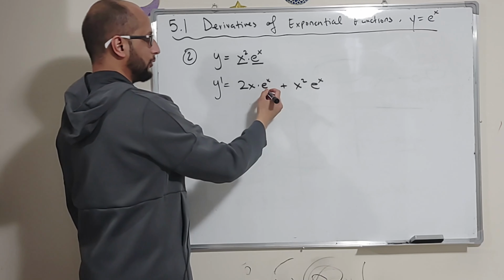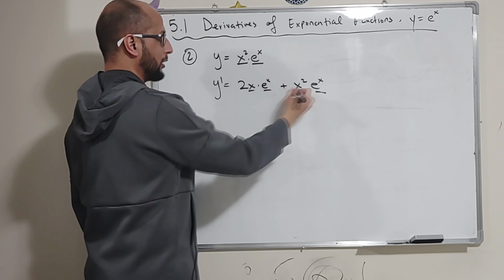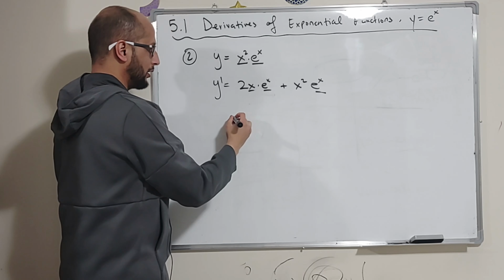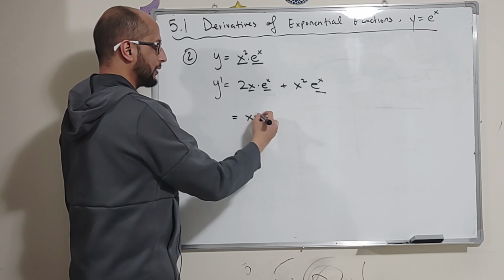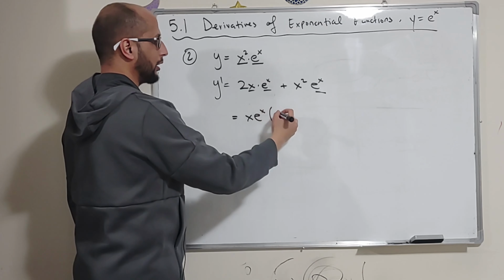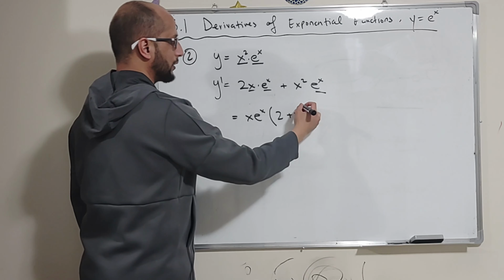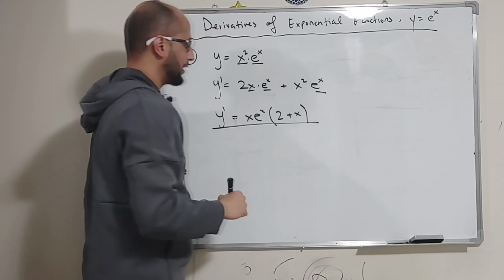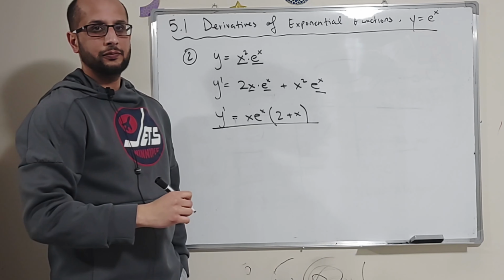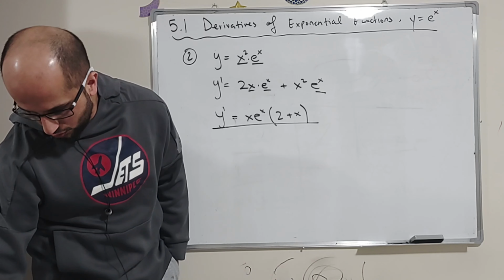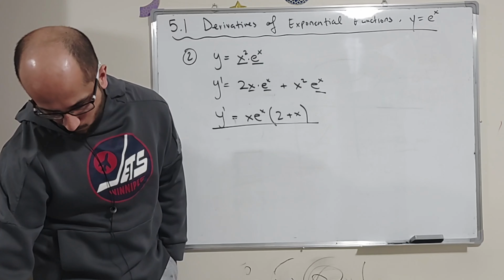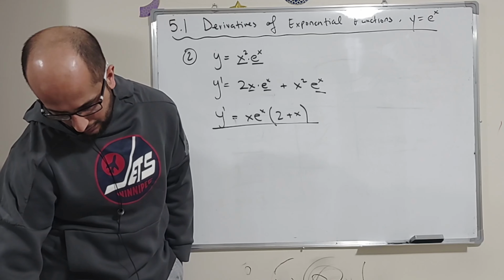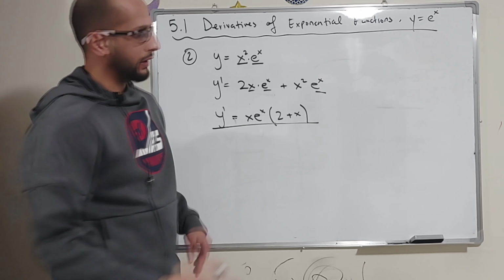Now we can factor out e to the power of x, and we can factor out one of the x's. So we'll have x e to the power of x multiplied by 2 plus x. That would be the final derivative in its simplified form. Okay, let's do one more example.